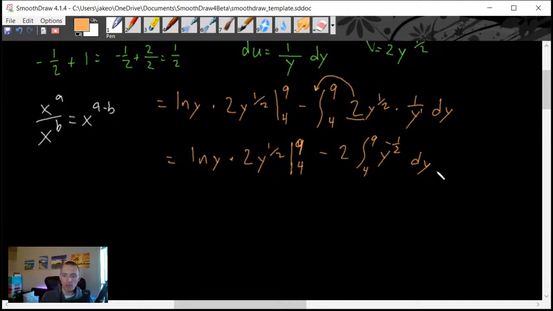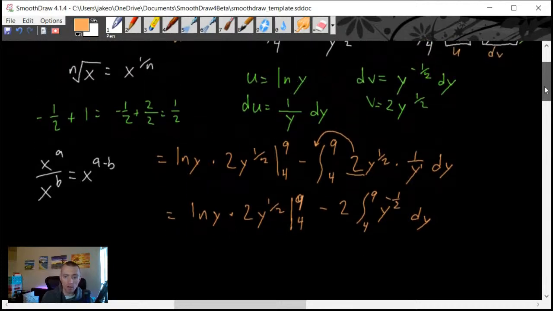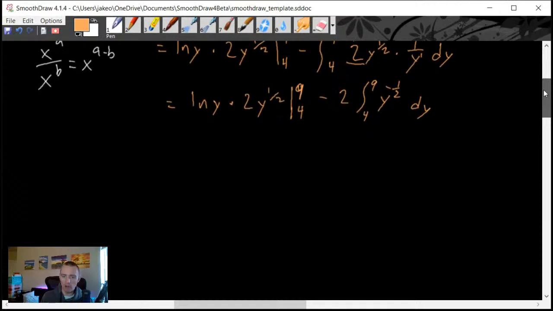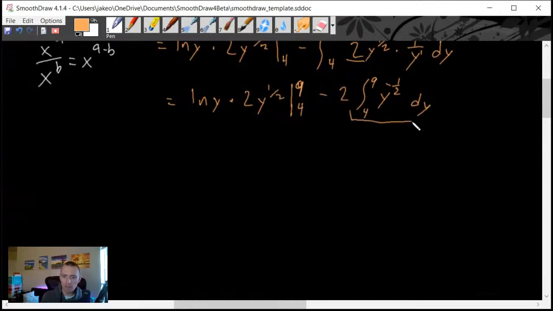Okay, so now let's deal with this integral. All we're doing now is integrating y to the negative 1/2. Well, we already did that, actually. If you look back here, our dv was y to the negative 1/2 dy. So to integrate that, we found that it was 2 times y to the positive 1/2. So we actually know right off the bat, this is just 2y to the 1/2.